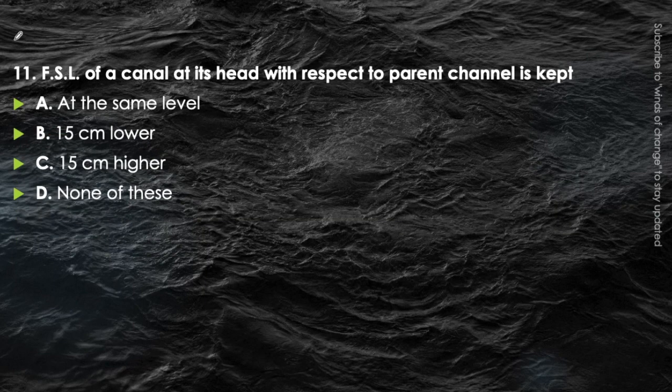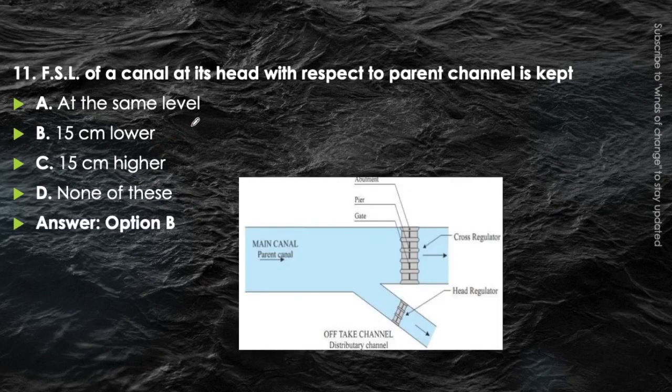Next question: FSL, the full supply level of the canal at its head with respect to the parent channel, is kept at the same level, 15 cm lower, 15 cm higher, or none of these. In the canal, the full supply level at its head with respect to the parent channel will obviously be kept lower, it cannot be kept at a higher level. And how much lower is given here, that is 15 cm lower. Option B will be the correct answer.